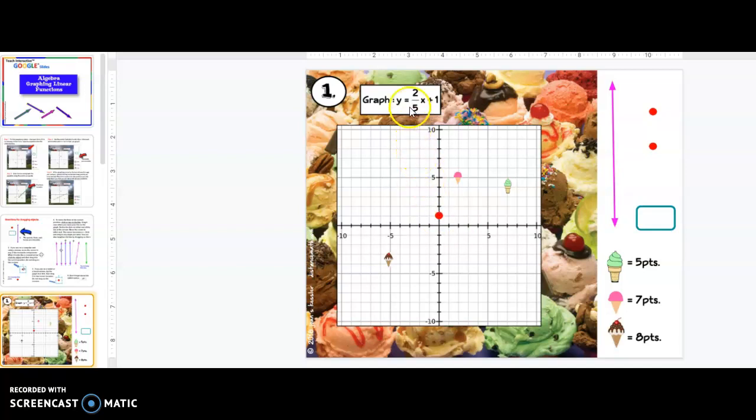Next I have to graph my slope. From your y-intercept, 0, 1, we're going to count up 2 and to the right 5. 1, 2, 3, 4, 5. So I'm going to be at the point 5, 3. I'm going to take one of these guys and very carefully, as accurately as possible, place it. That's a little too high, so this might take you a minute, but graph that point. If you want to graph another, you can. 1, 2, 3, 4, 5. You're going to be over here.